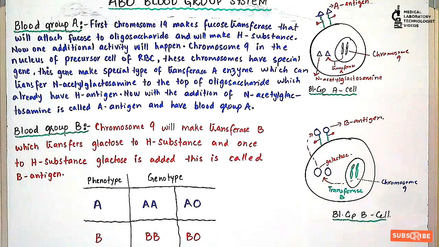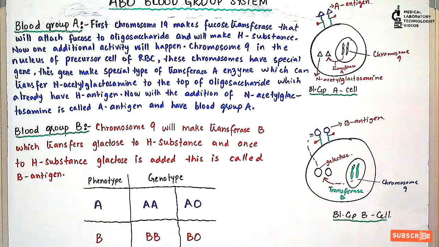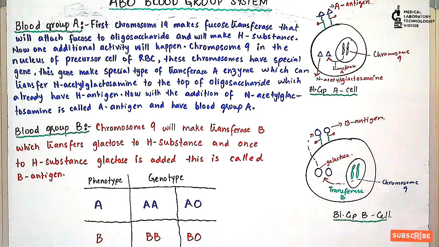Now, in blood group A people, we studied that they have A antigen, but now we will study how A antigen is formed. First, as I told you, chromosome 19 makes fucose transferase, which attaches fucose to the oligosaccharide and makes H substance. Now one additional activity will happen in the precursor of the erythroblast. Chromosome 9 is present in the nucleus, and as we know, chromosome 9 is an autosome, meaning there will be two chromosomes.